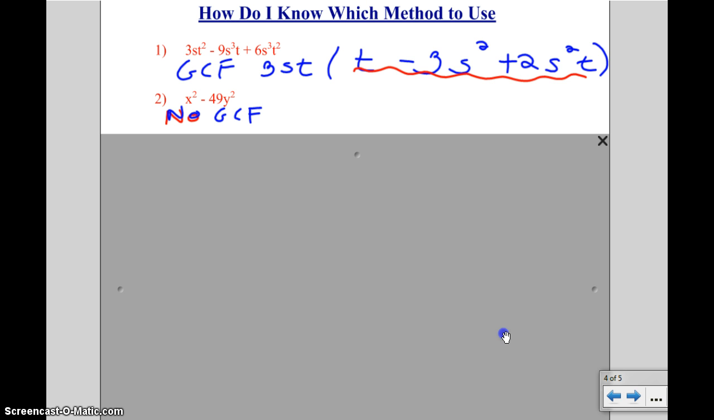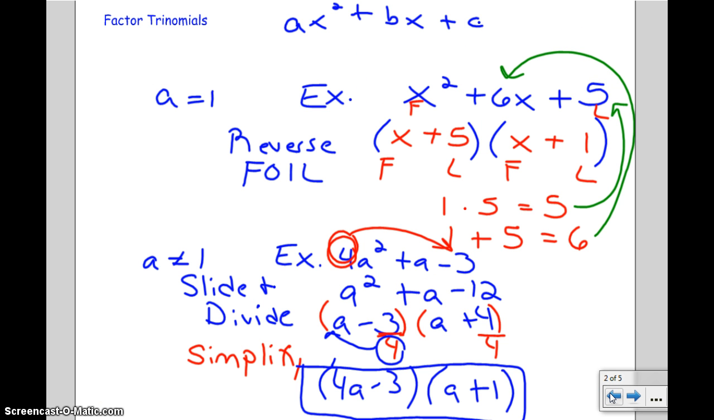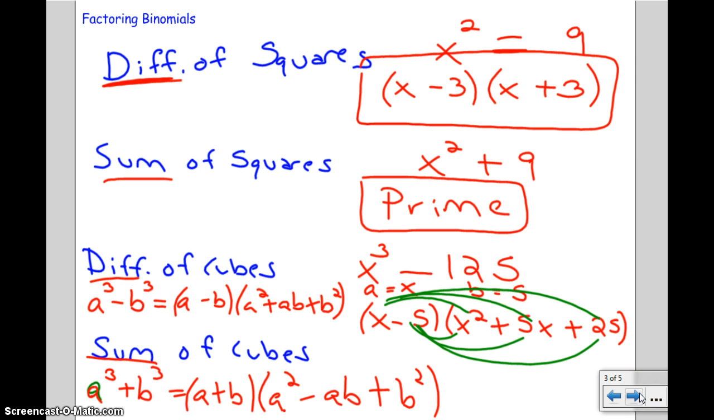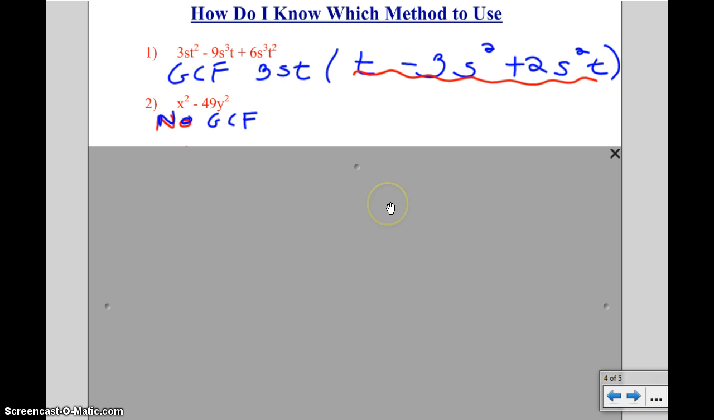And if you guys remember back in your notes, we had one page that we talked about 2 different ways to factor a trinomial, and then there was another page for binomials. Well, this is a binomial, and it is subtraction. So it's either a difference of squares or a difference of cubes. 49 is a perfect square, so is x squared, and so is y squared. So I'm going to use the difference of squares formula.